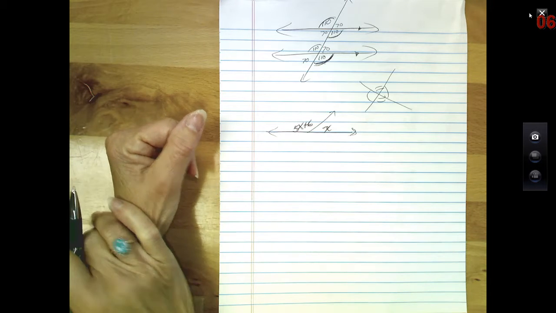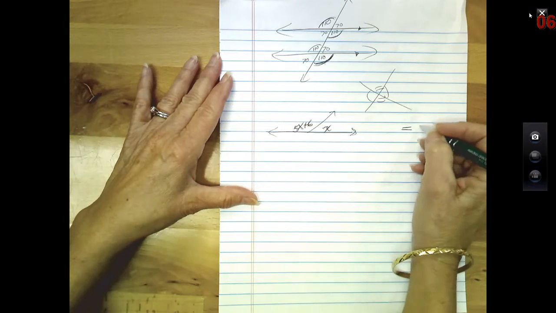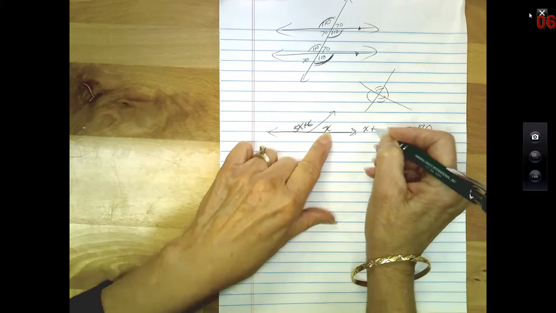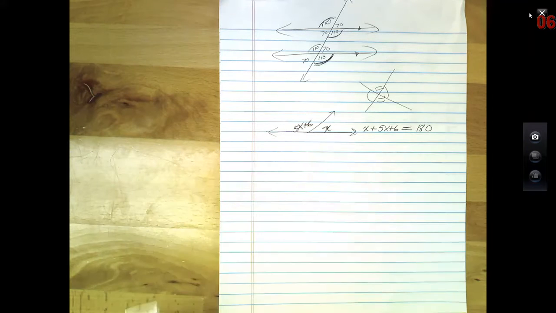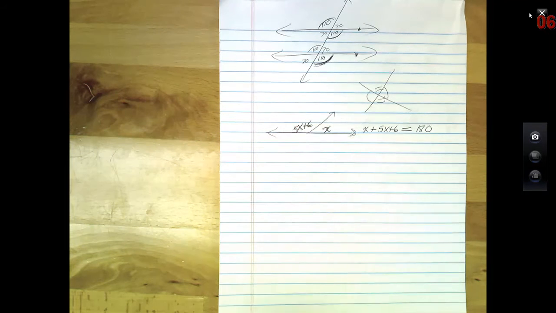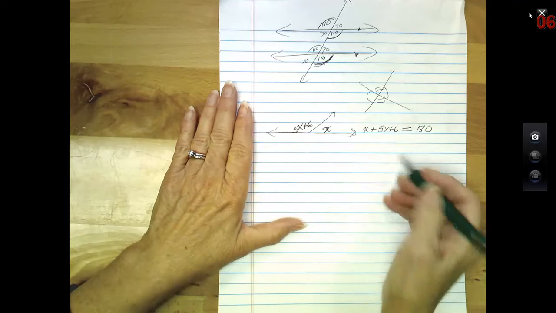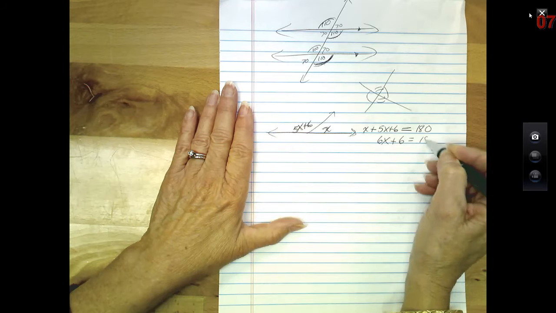Okay. These two add up to 180. So x plus 5x plus 6 equals 180. Okay, see that? All right, straight line. So this one plus this one adds up to 180. Then you have to combine like terms. 6x plus 6 equals 180.